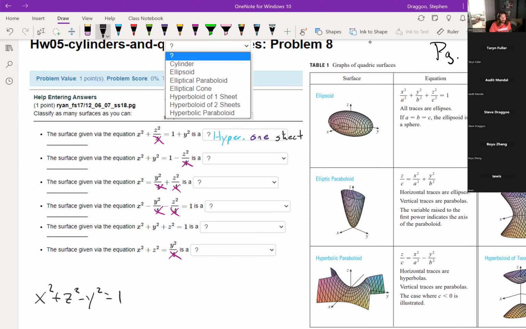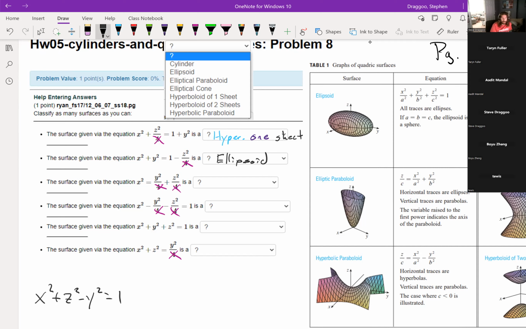Next up, x squared plus y squared equals 1 minus z squared. Well, if I just bring the z squared back over to the other side, I have all three terms as positive, x squared plus y squared plus z squared. So that one's an ellipsoid. If all three square terms have the same sign, we're looking at an ellipsoid.